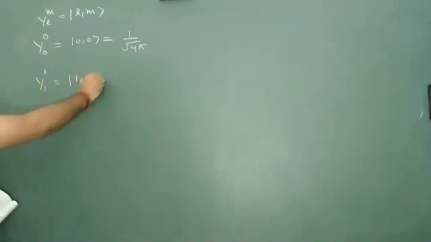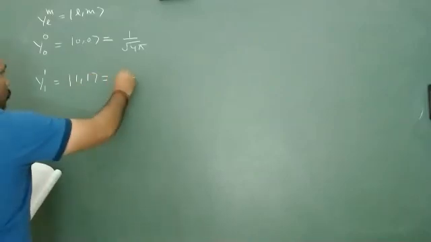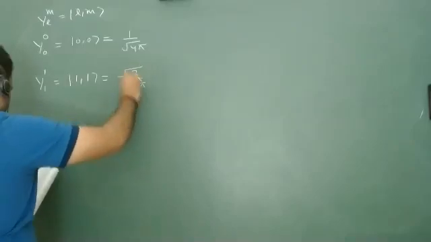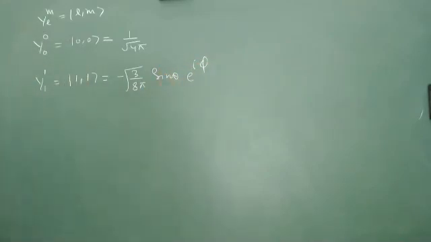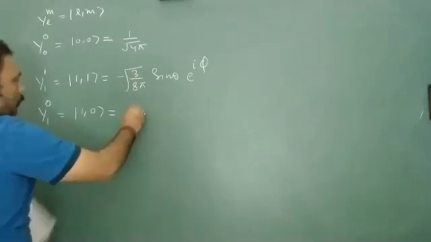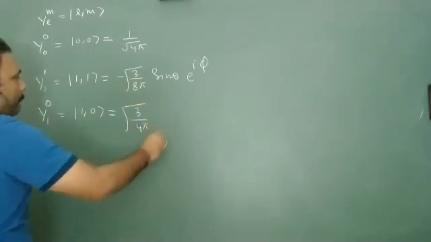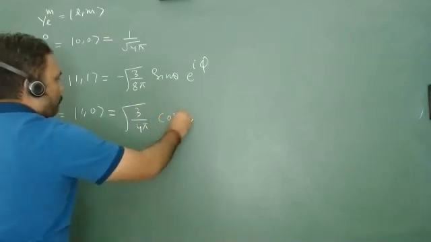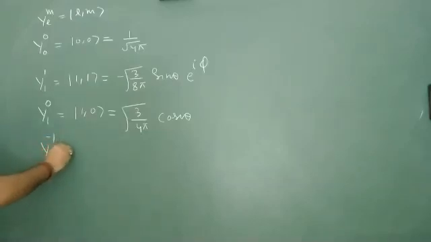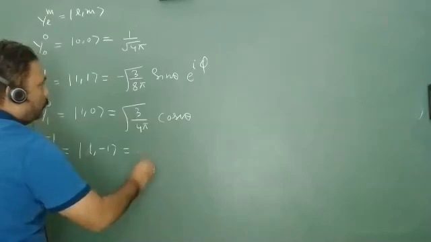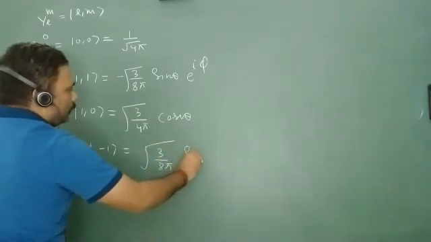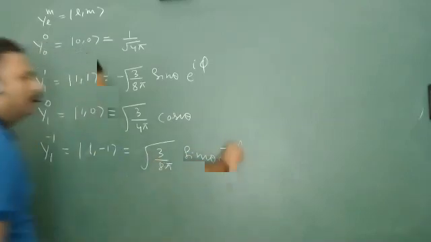Now you have Y11. This is |1 1⟩, and this will be minus root under 3 upon 8 pi, sine theta e to the power i phi. Next, Y10 is equal to, you can figure it out, root under 3 upon 4 pi, and this is nothing but cos theta. And you have Y1 minus 1, that is |1 -1⟩. You have the same function, minus is replaced by plus, root under 3 upon 8 pi sine theta e to the power minus i phi. So this is the story.